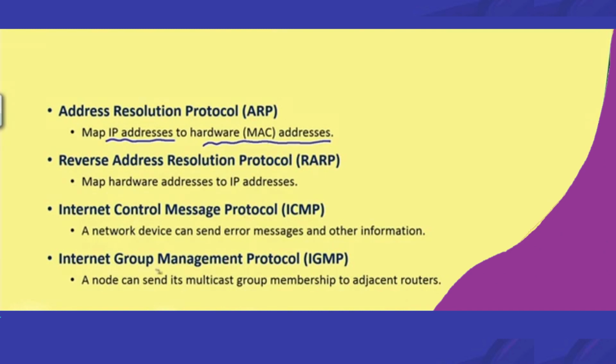And finally, Internet Group Management Protocol, IGMP. Here a node can communicate with its adjacent routers some information about its multicast group membership. Whenever it wants to do some broadcast or multicast, selectively sending data to some set of nodes, it can inform the routers about the multicast groups it wants to send data to or receive data from. So, these protocols are roughly used for these purposes.